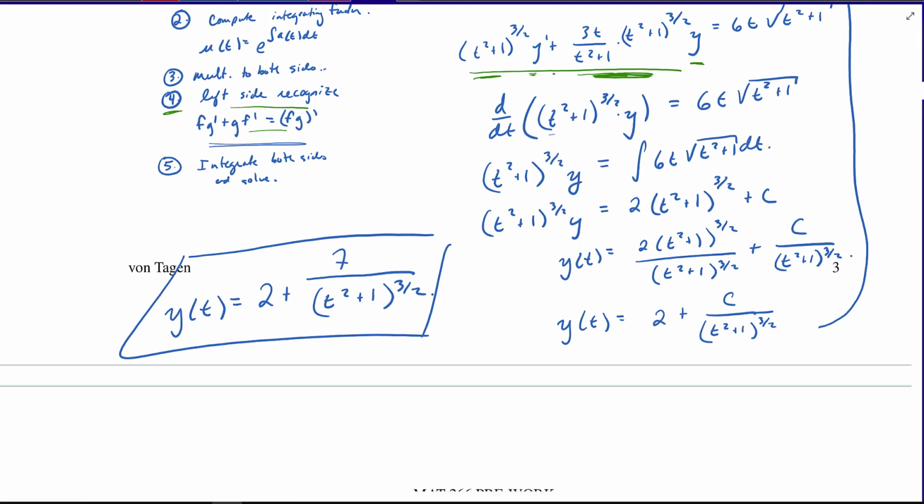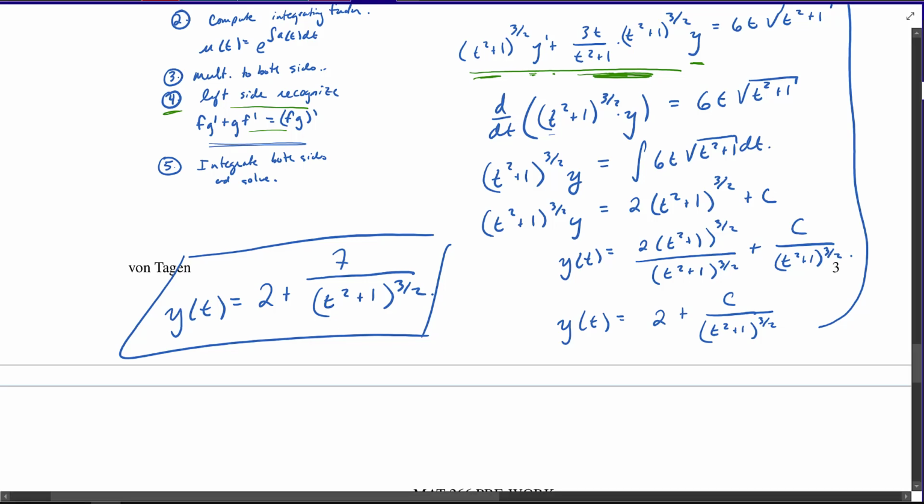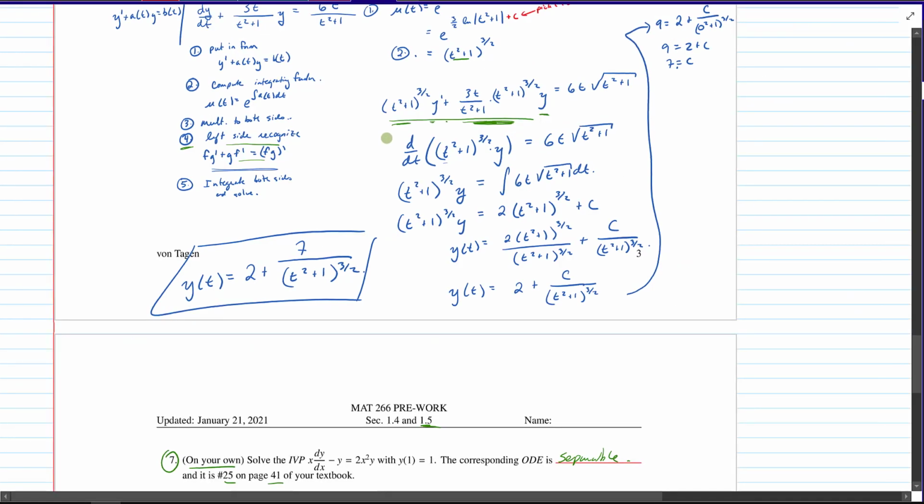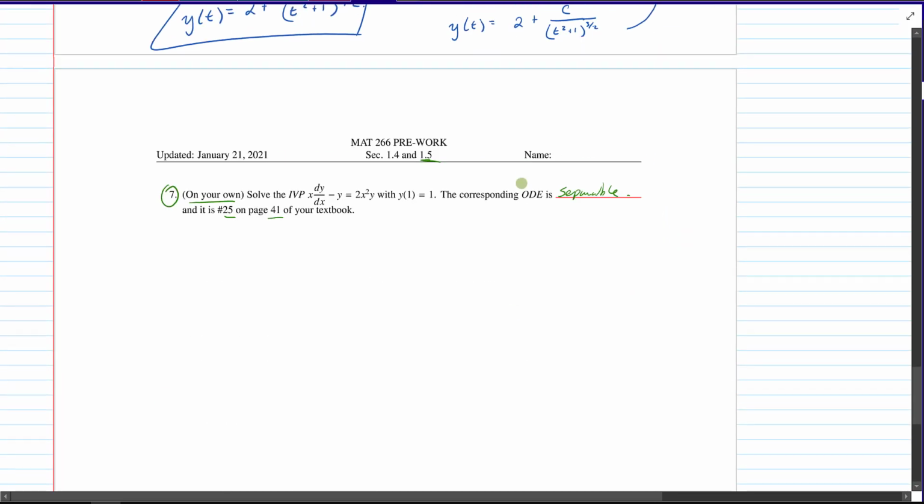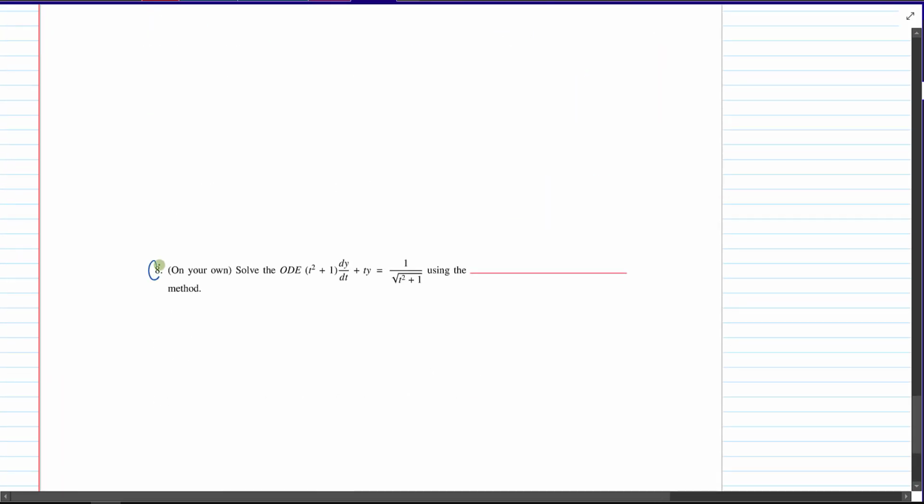So folks, here's a second stab at that integrating factor method. I've outlined those steps here, and I'll let you practice through those on the next page. Go ahead and work number 8 using that integrating factor.